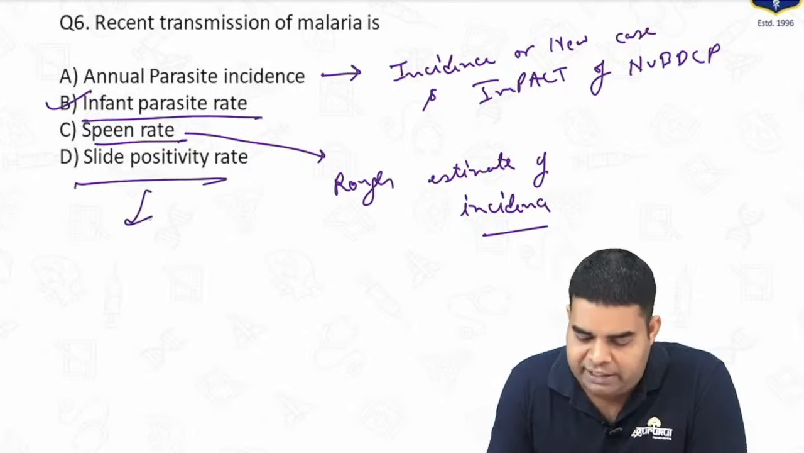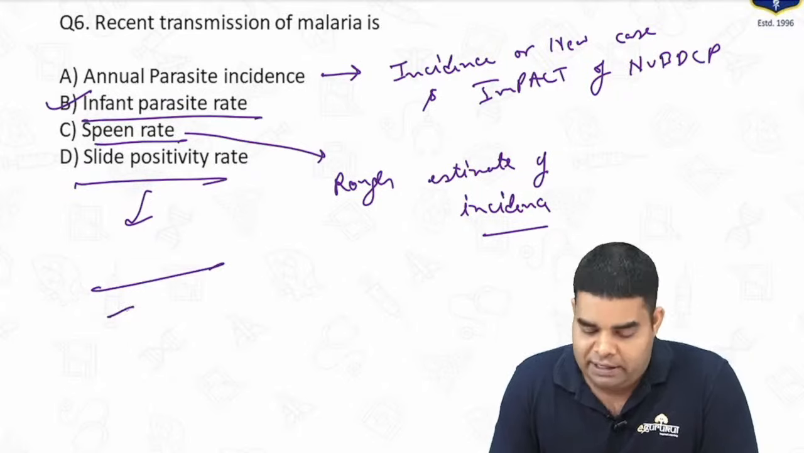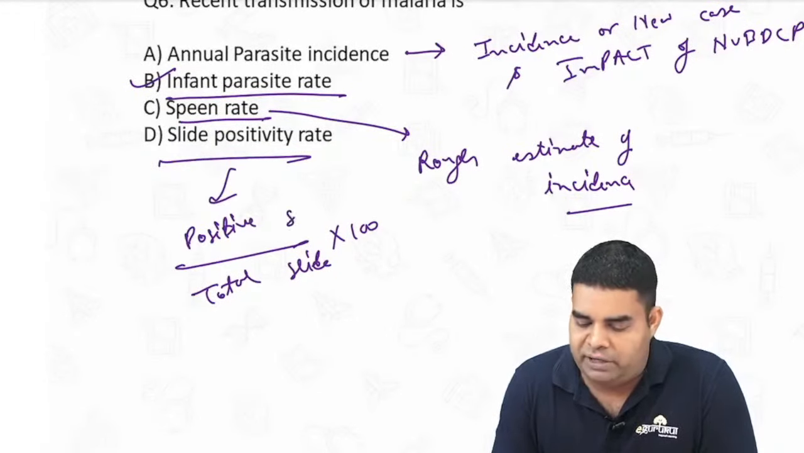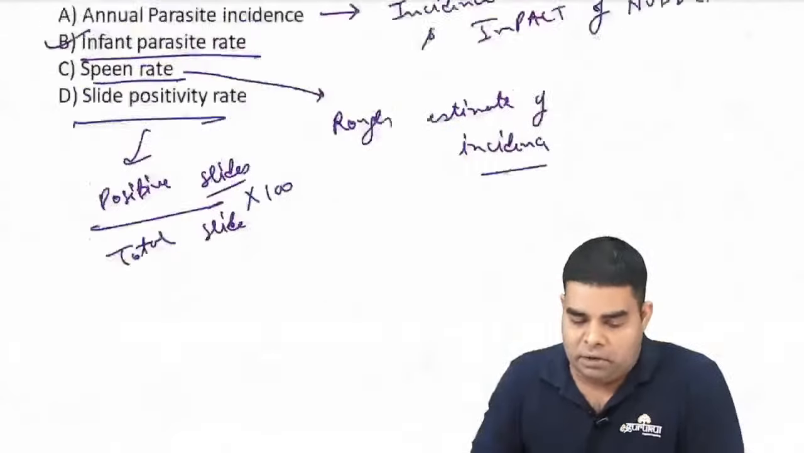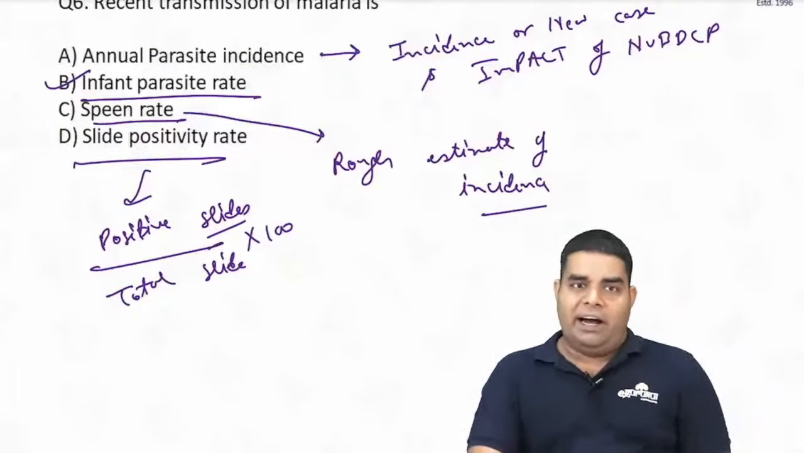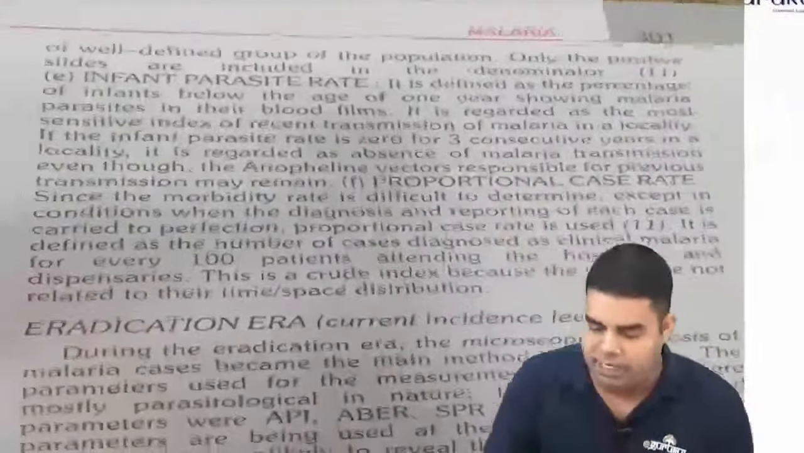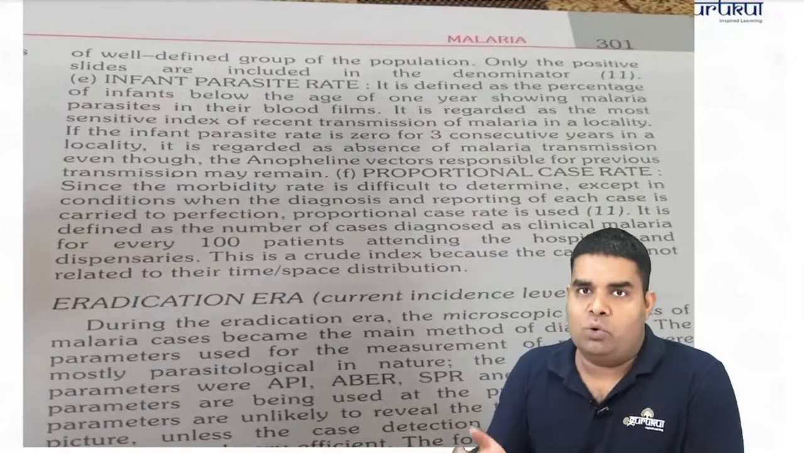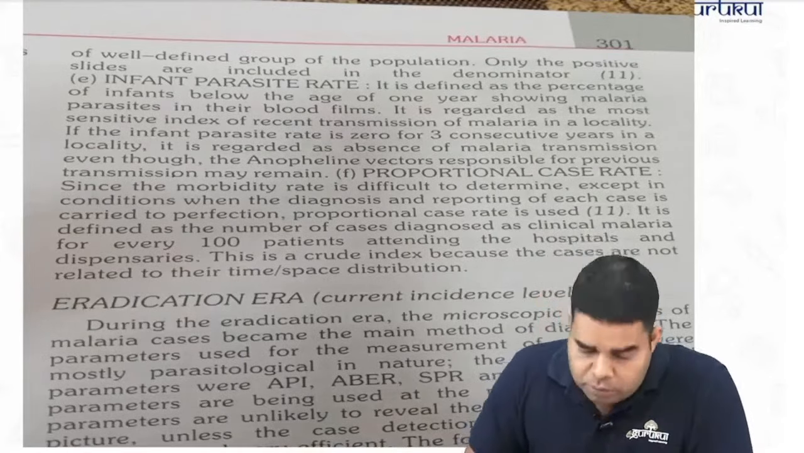And what is slide positivity rate? Slide positivity rate simply means that out of the total slides which you have tested, how many are positive? Total slides and how many are positive slides. This is slide positivity rate. So the correct answer is infant parasite rate. It was done in the pre-eradication era. So it is one question which I have not discussed in my class. It was not in my notes, and because it was in the pre-eradication era, no question has been asked from it till now. But we should read about it now because it has come.